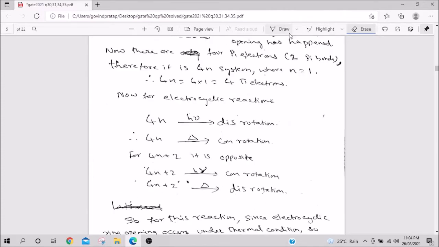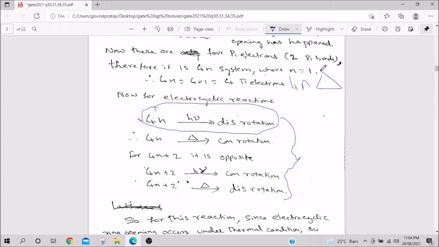Now, I will tell you how it happens, but remember this is the simplest thing to do. If you remember one of them, you will be able to remember all 4. What I remember is 4n h nu dis, and with this I calculate everything. So, this is also a 4n system, right, and 4n thermal. So, now if 4n h nu is dis, that means 4n thermal will be con, and 4n plus 2 will be opposite. So, because 4n h nu is dis, 4n plus 2 h nu will be con and 4n plus 2 thermal will be dis.